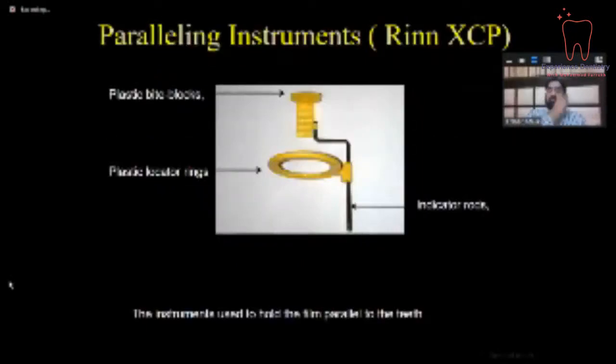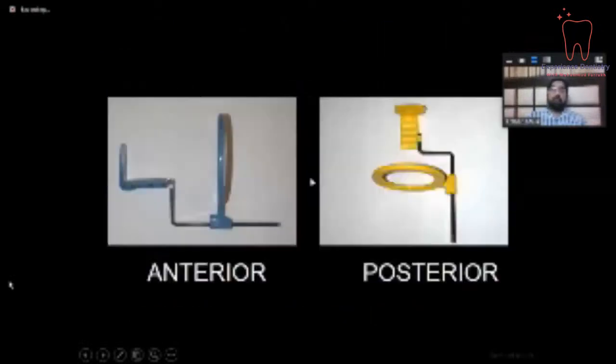That is the device which we are looking for, and that is called Rinn XCP. This place is to hold the film. That is the place where we bite down on the surface of the device with the teeth. This is the indicator that comes out from the oral cavity, and that is the place which gives parallelism to our X-ray cone. For the anterior, it is like this. This is the device outside, and that is where you bite the incisor, and that is the place where you place the film. And for the posterior, you bite it like this, and you place the film, and that is the palate method.